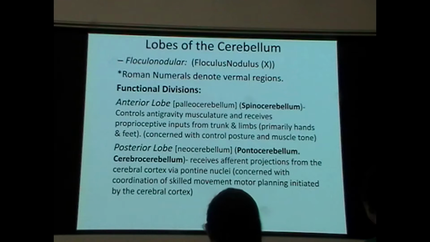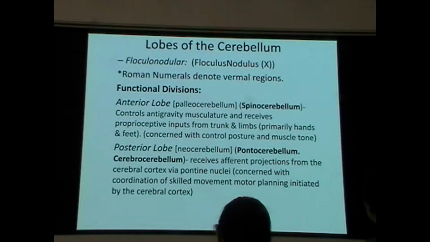All right, so what's the role of the anterior lobe? That's the paleocerebellum. These are the spinal cerebellum. So what is coming in here is everything in relationship to unconscious proprioception. So the spinal cerebellar pathways have their primary input into the anterior lobe of the cerebellum, okay? Controls anti-gravity musculature. It receives proprioceptive input from the trunk and limbs, primarily the hands and feet. Concerned with the control of posture and muscle tone.